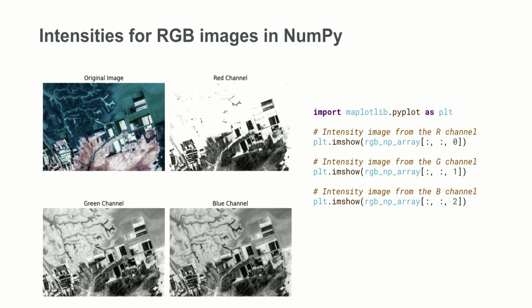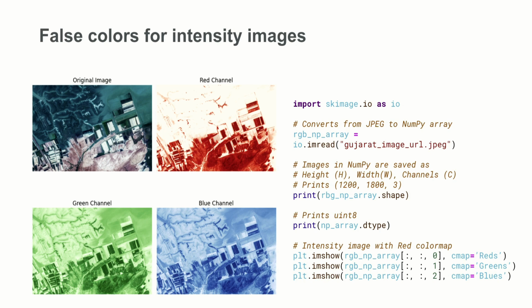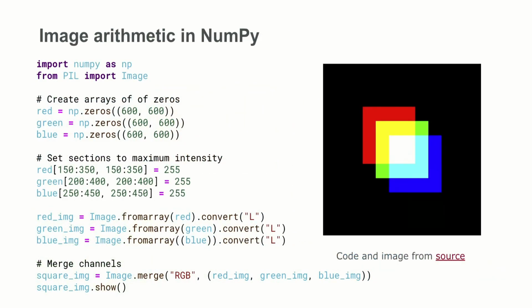So here I'm showing you how we can access the different intensities that we have on the RGB channels, how we can get one of the channels separately and see the intensity of the red, green, and blue channels as grayscale images. We can also assign some color maps so that we can see the intensity images with red, green, and blue values. This is something that is helpful for interpretability.